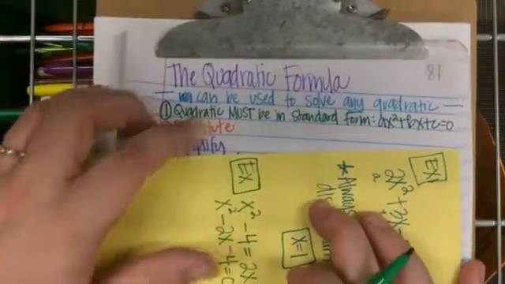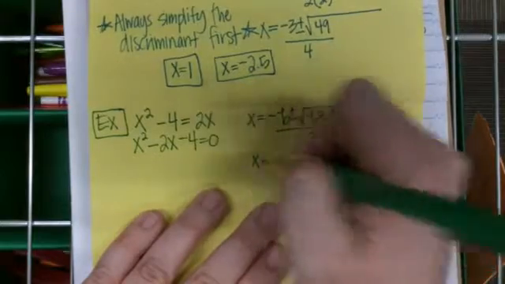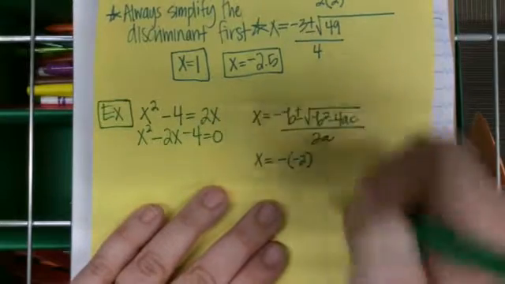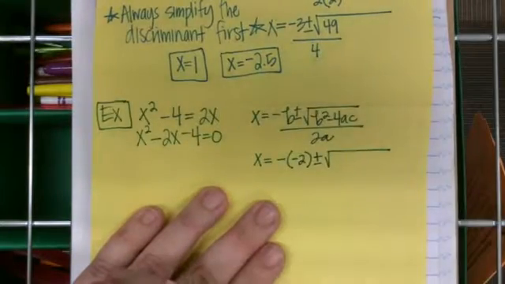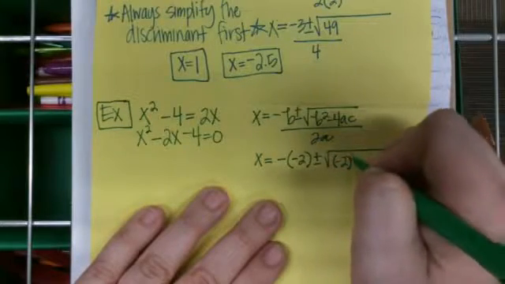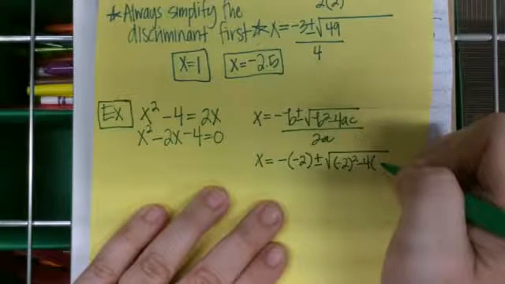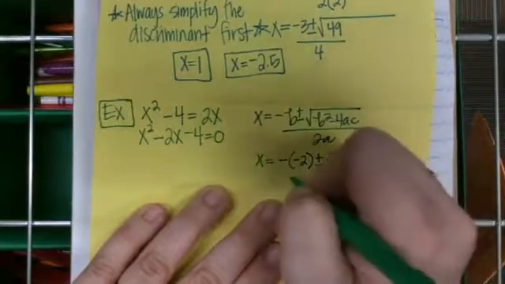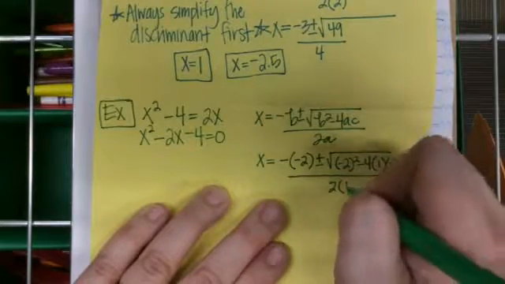Quadratic must be in standard form. Check. Substitute. All right, so x equals negative, what's the b value? Negative, so -2 plus or minus square root of b, so -2 squared minus 4, what's a? 1. What's c? -4. All over 2 times a, which is 1.